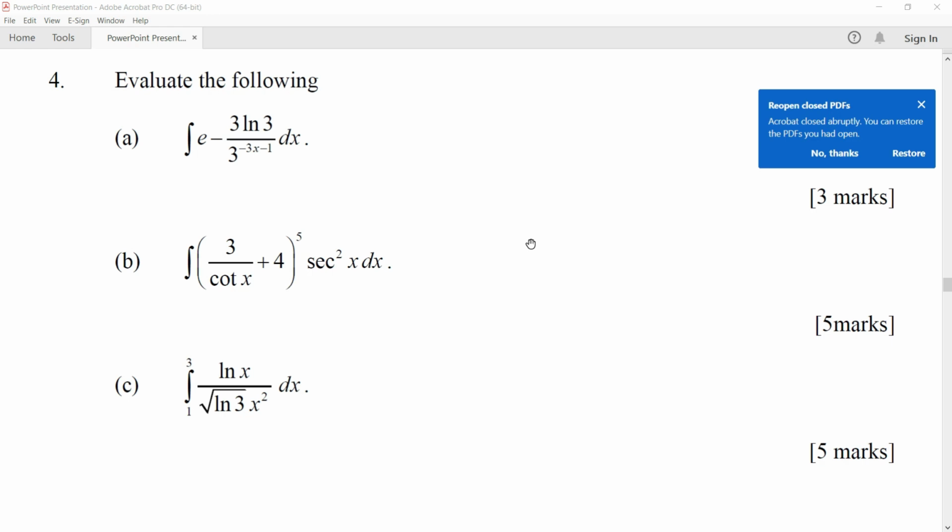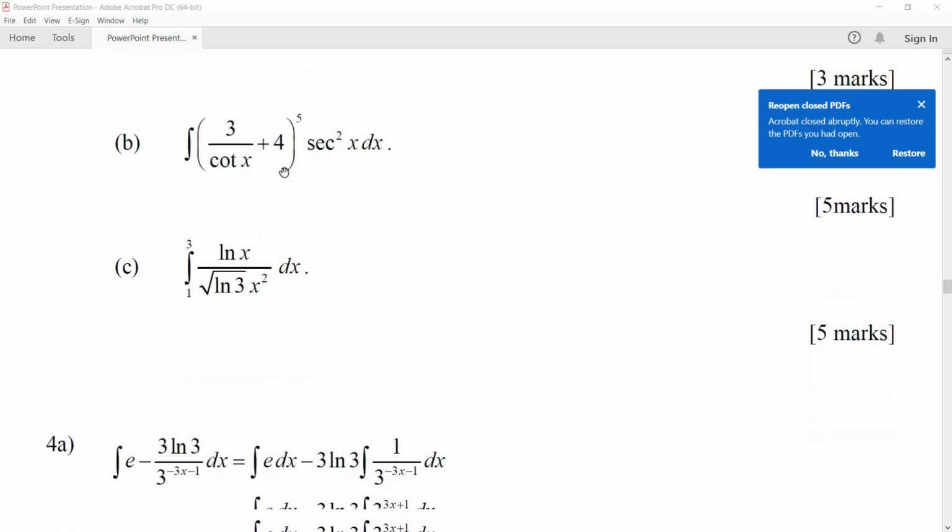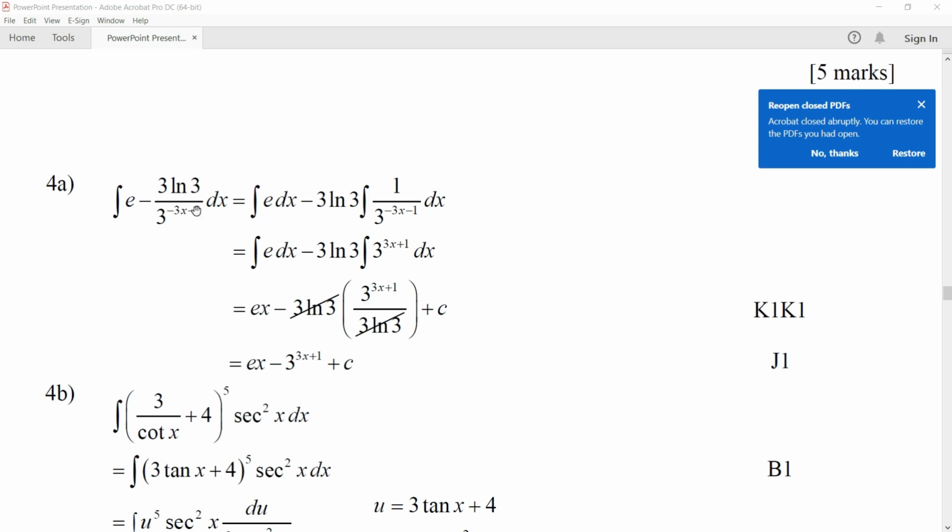So we continue discussion. Let's look at question 4a. We need to evaluate this thing. Okay, exponent minus 3 ln 3 divided by 3 power of negative 3x minus 1. Okay, here we have two terms. This is the first term, the second term. Okay, the first term is exponent. Okay, exponent ni is a constant, so you can split to become integrate dx minus integrate dx like this. Okay, 3 ln 3 ni, jangan keliru, 3 ln 3 ni is a constant, so you can take it out.